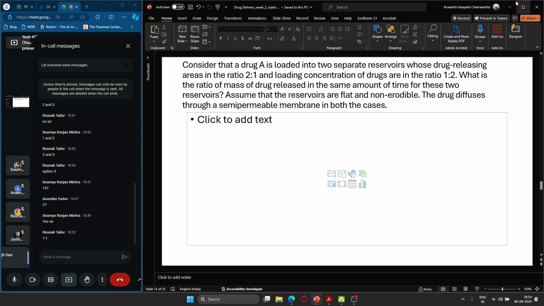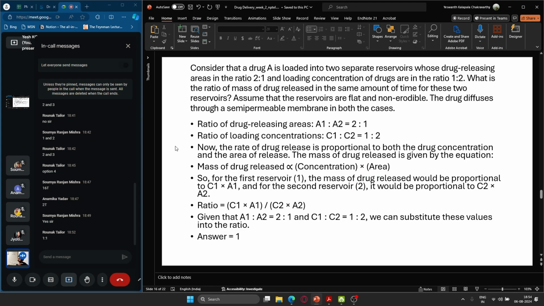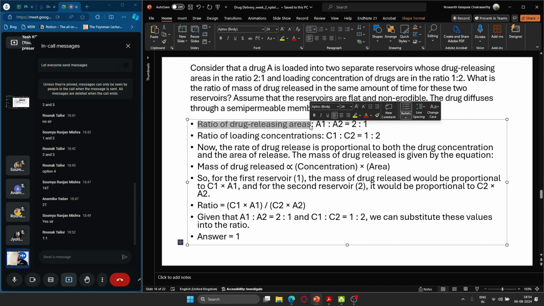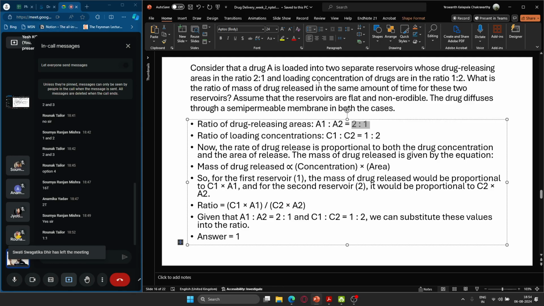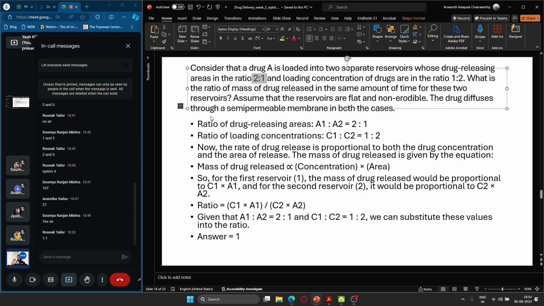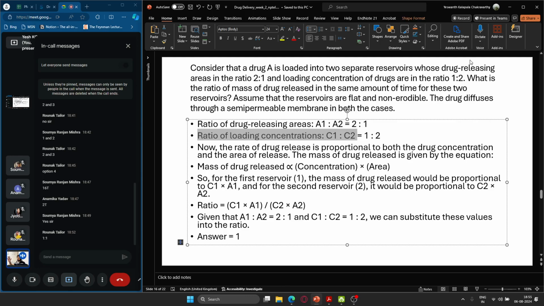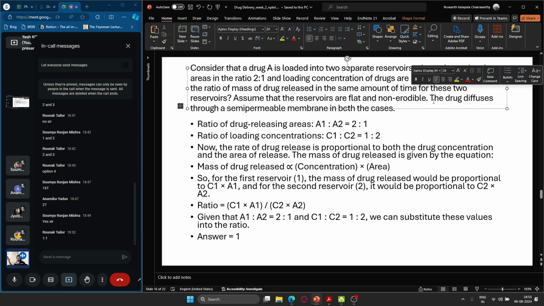Okay, so we'll go over the answer and let me know if you guys do not agree. Okay, so we know the ratio of drug releasing areas, right? So let's assume the drug releasing areas of the two reservoirs to be A1 and A2. Now we know this ratio to be 2 is to 1. We also know the ratio of loading concentrations, C1 is to C2, let's assume. So that's 1 is to 2.